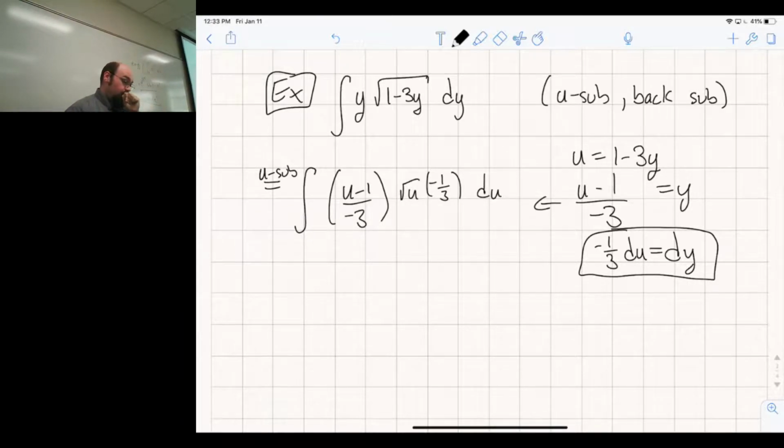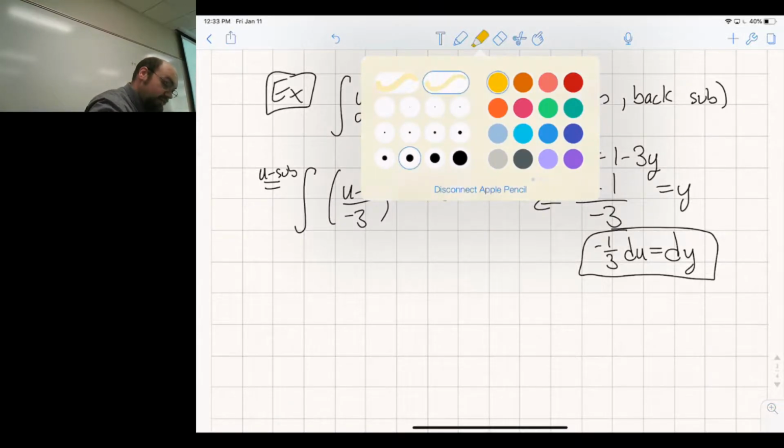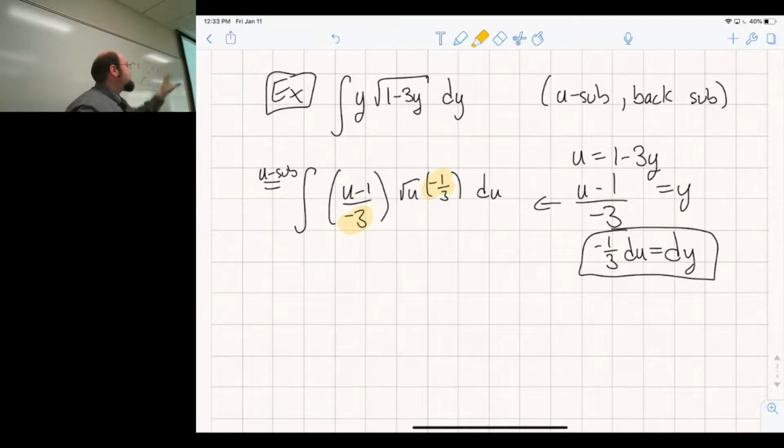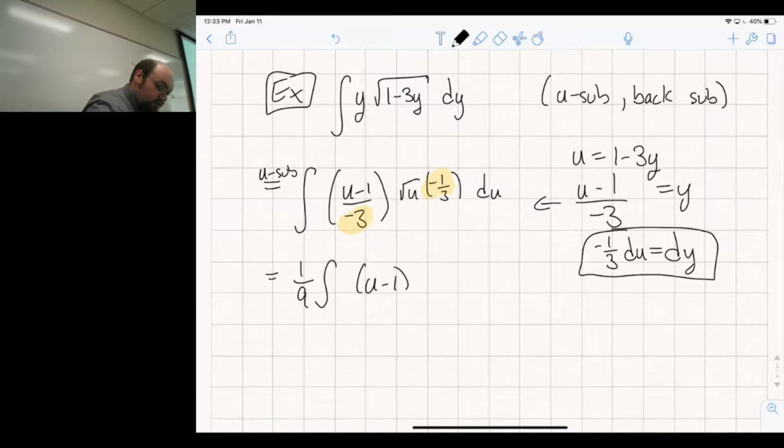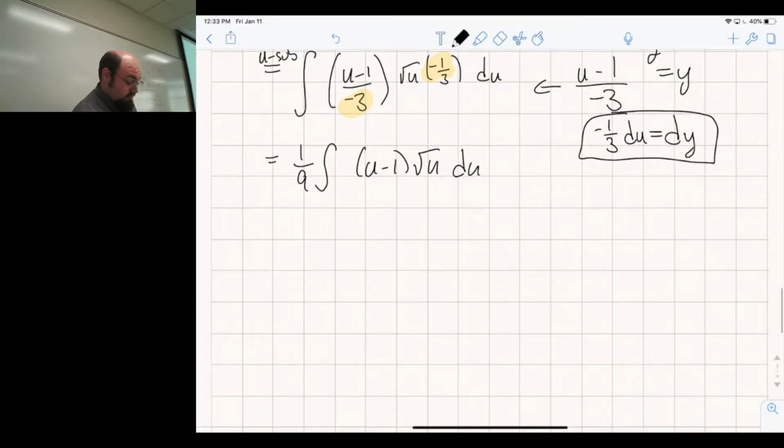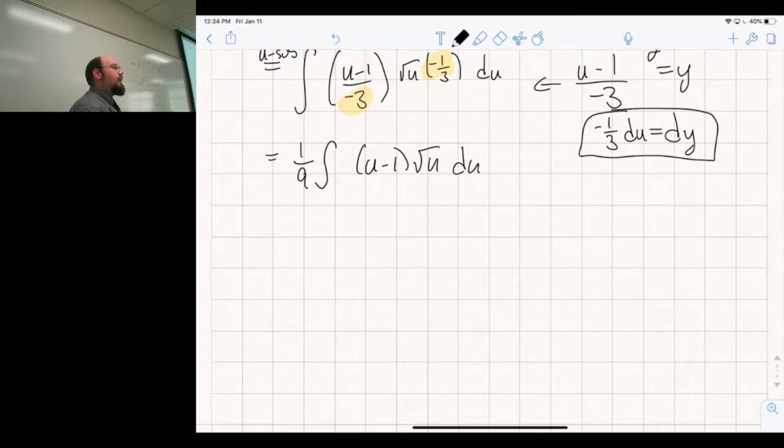But it actually does. Let me do some highlighting here. You've got these two constants that when you multiply them together give you a ninth, and I can factor that out to the very front. So I'm going to have 1/9 the integral of u minus 1 times the square root of u du. Now look how pretty that is, in my opinion. Now, why is that fantastic? Well, what's u times the square root of u simplify to?